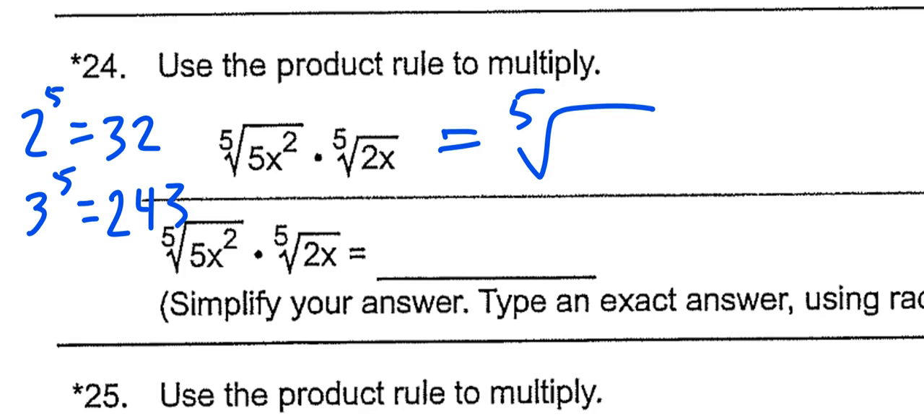Good. Yeah, 2 times 5 and x squared times x. Make it a 5th root. Don't drop the index. It'll be 10x to the what? Well, you got x squared, and then you got x to the first. 10x to the third.